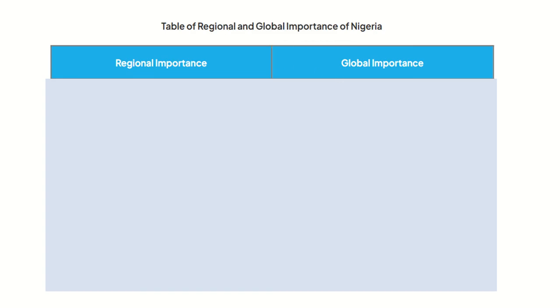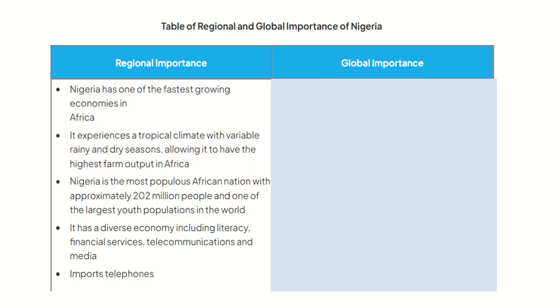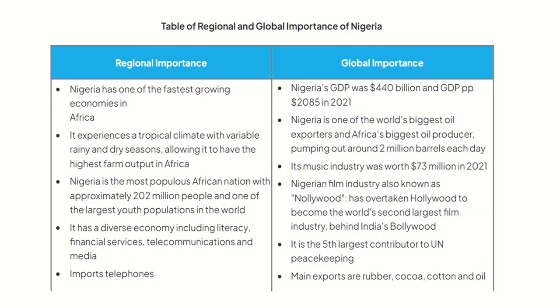All right, so on a regional scale then, Nigeria is one of the fastest growing economies in Africa. It's one of the most populous countries, 202 million, with one of the largest youth populations in the world, and has a really diverse economy with financial services and media, etc. It also has the highest farm output in Africa, so a huge output of food and resources across the continent. On a global scale, its GDP is massive.